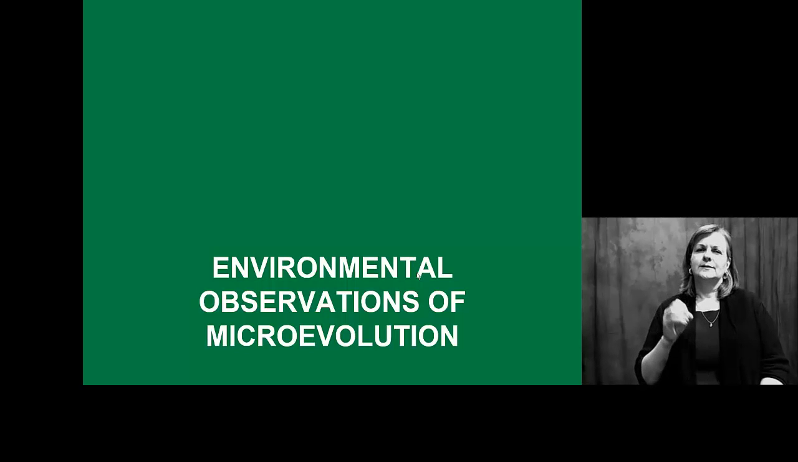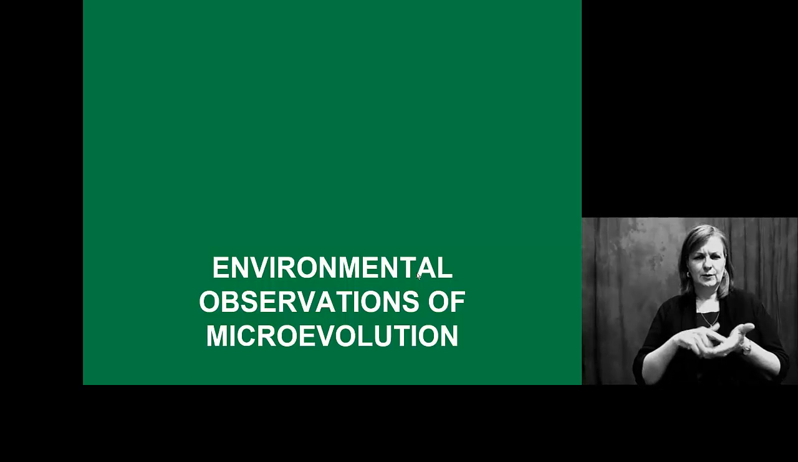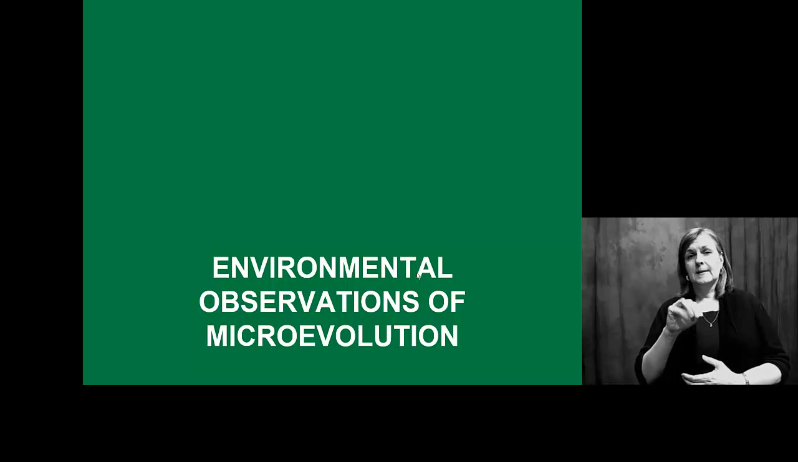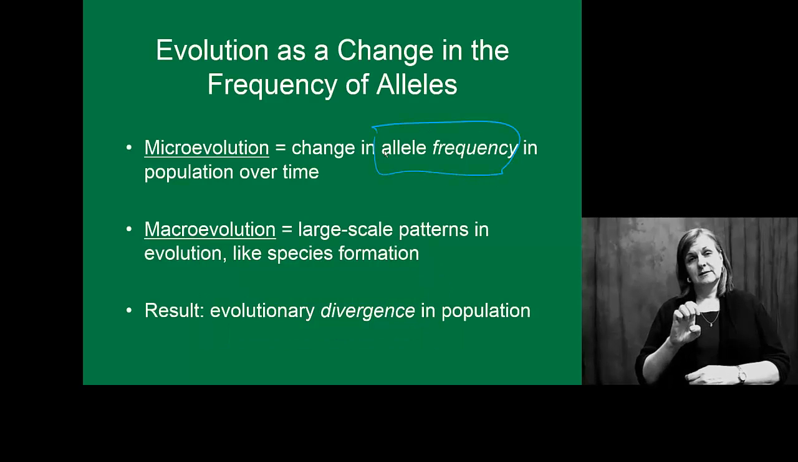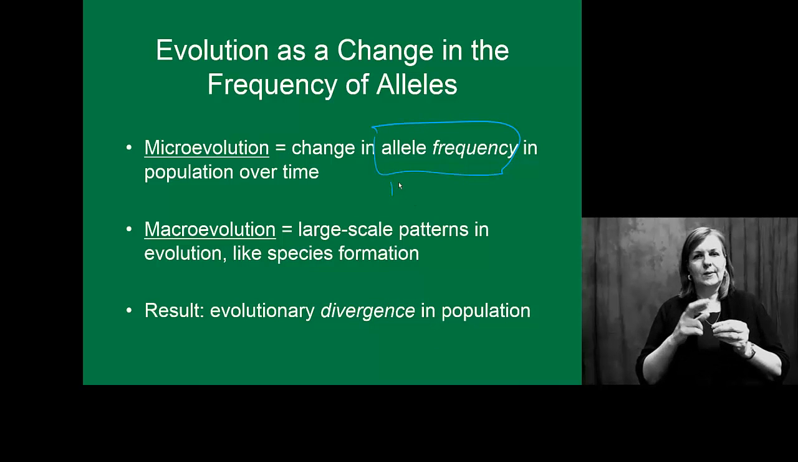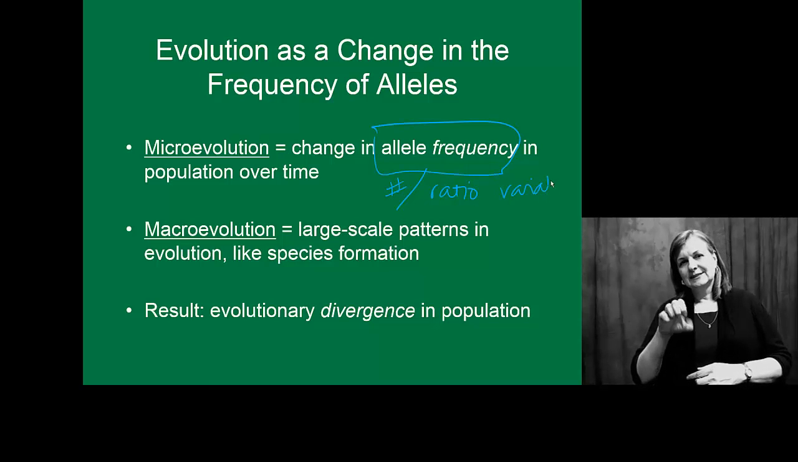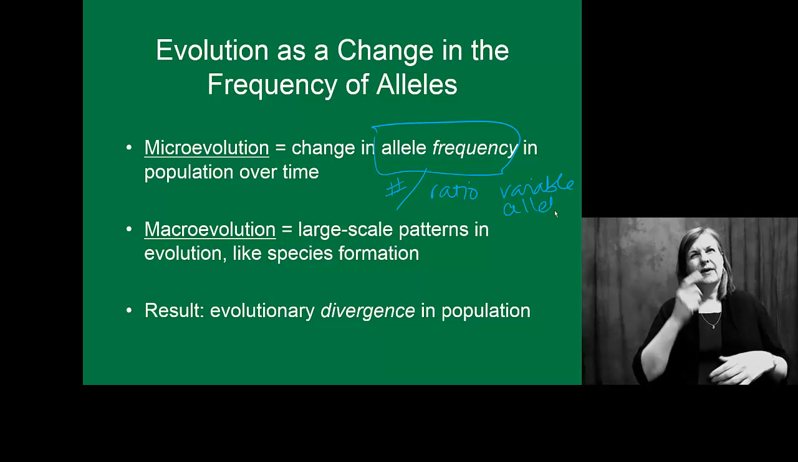So what is it that we can pick up in nature as far as microevolution? How can you look at this? Well, we've mentioned that microevolution is this change in allele frequency. So this is the number or ratio of different variable alleles in a population.